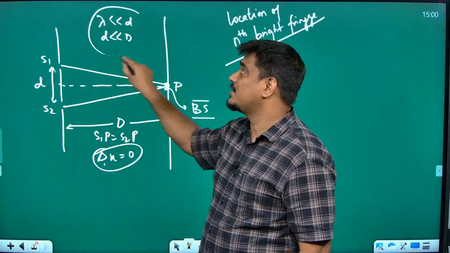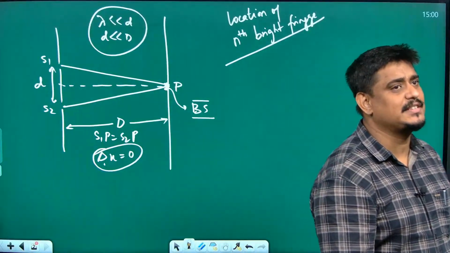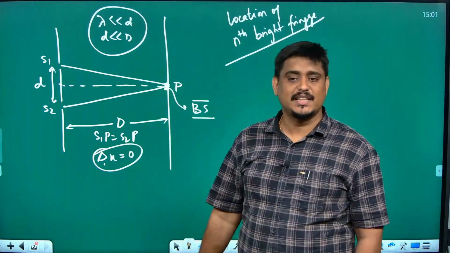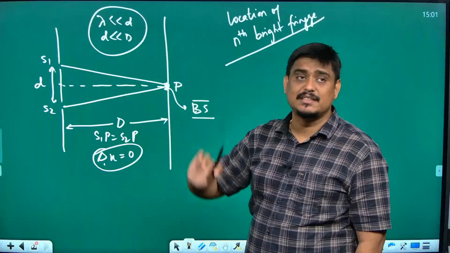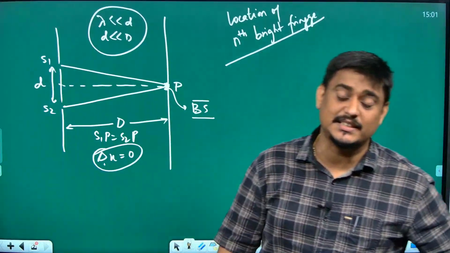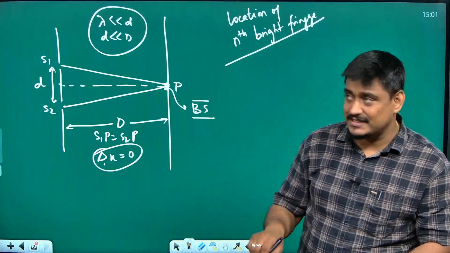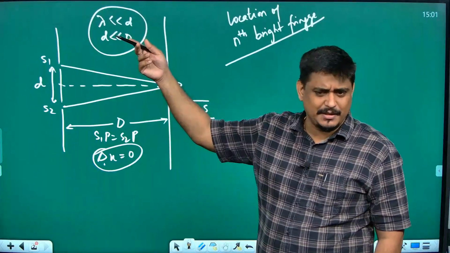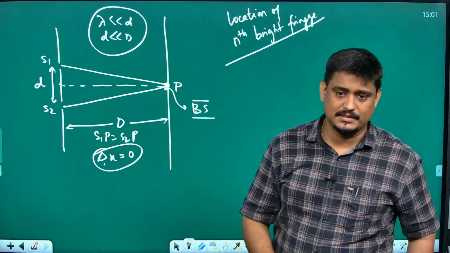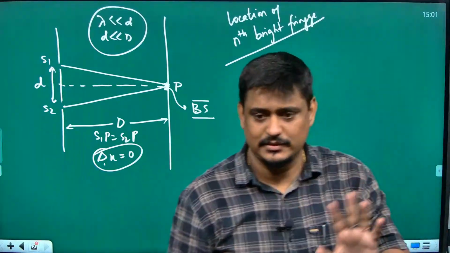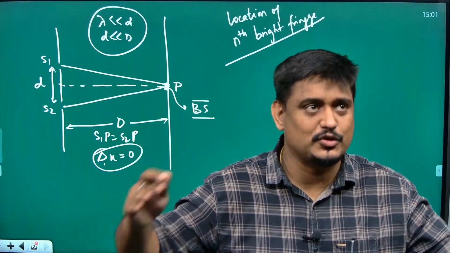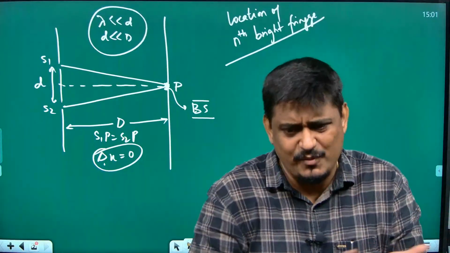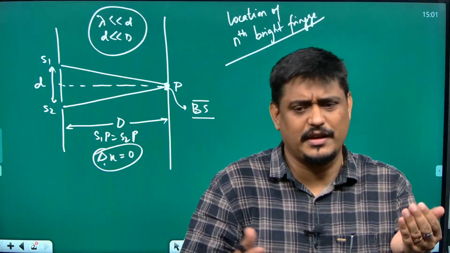These are the conditions for seeing a distinct interference pattern. That is, the wavelength of light should be much smaller than the distance between the slits, and the distance between the slits must be much smaller than the distance between slit and screen. For instance, lambda should be in nanometers, small d should be in millimeters or centimeters, and capital D should be in meters. I am just saying this for understanding. Obviously, light has a wavelength in the nanometer range only, 400 to 700 nanometers.